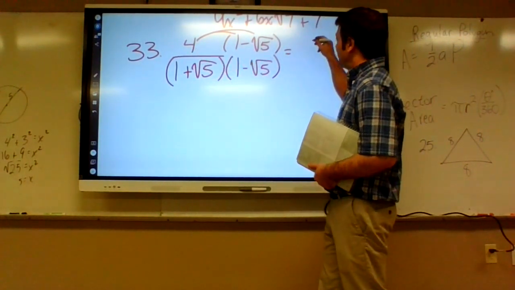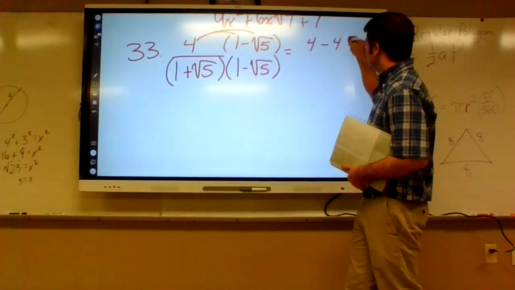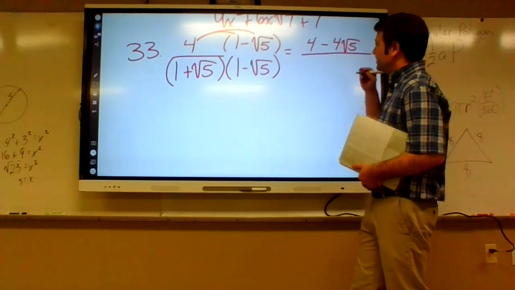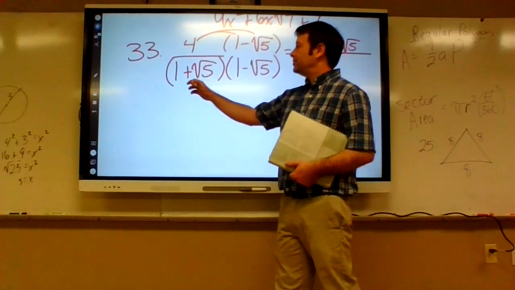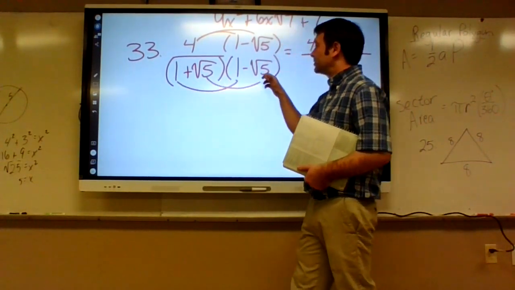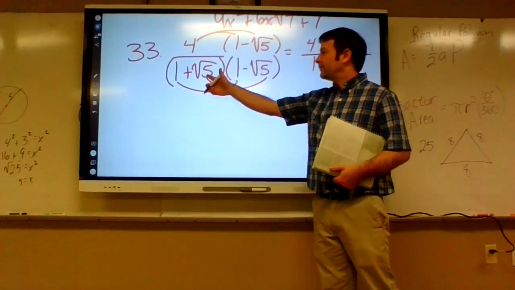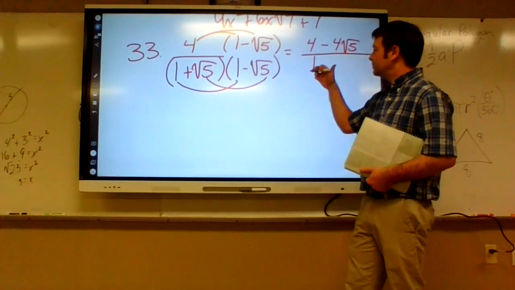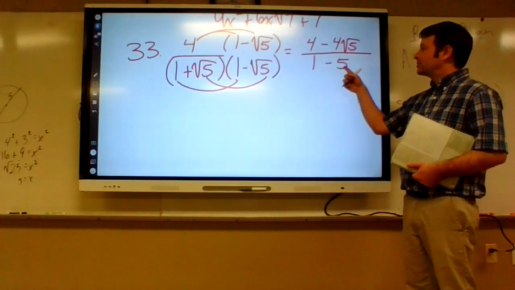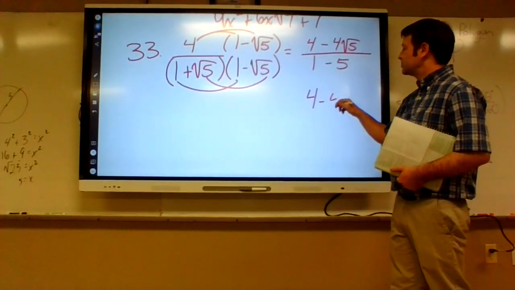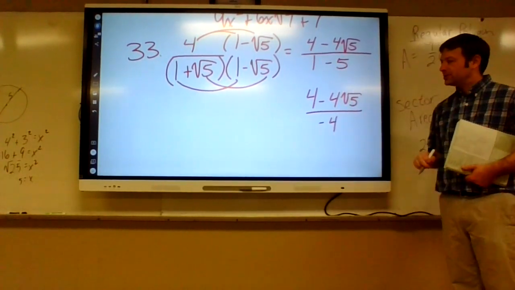Anyways, multiplying at the top we got 4 times 1 is 4 minus 4 times square root of 5. And the bottom is a FOIL, except since they're conjugates, we really only need to do first and last. 1 times 1 is 1, square root of 5 times negative square root of 5 is negative 5. Okay, 1 minus 5 is negative 4.